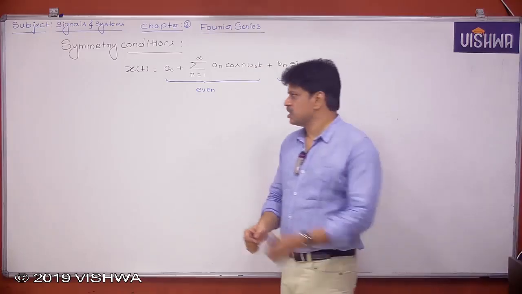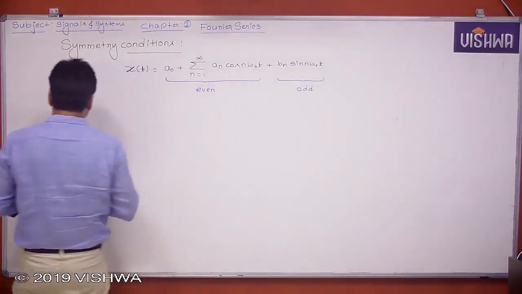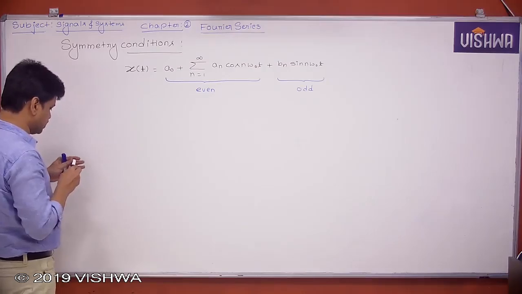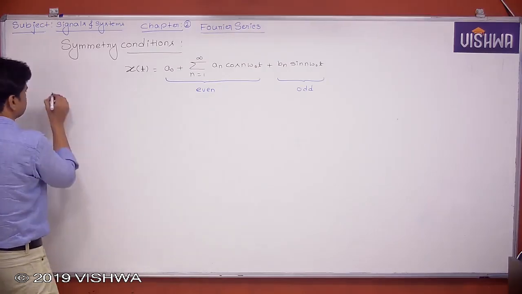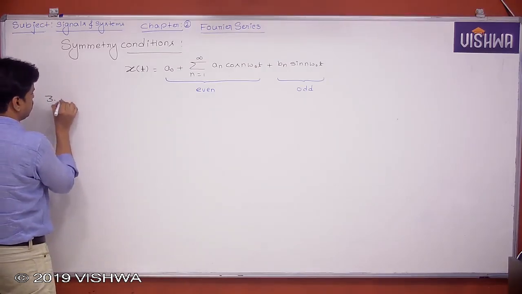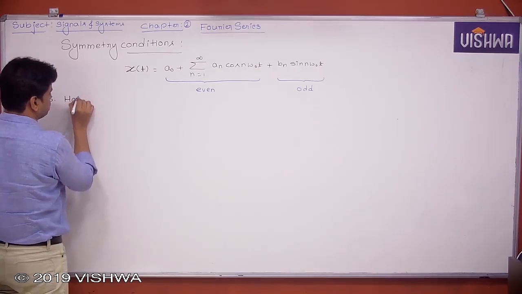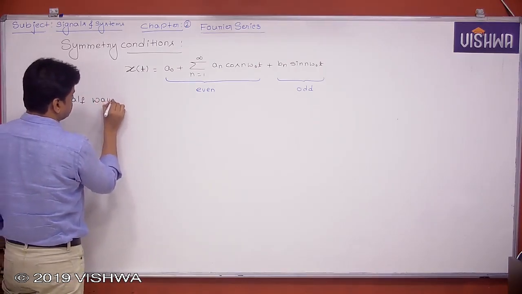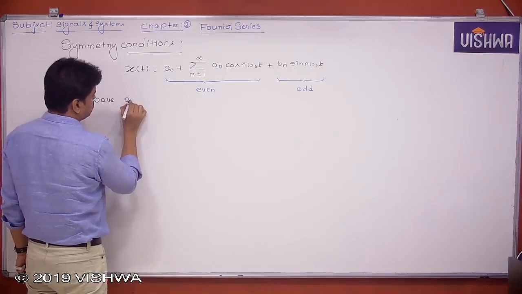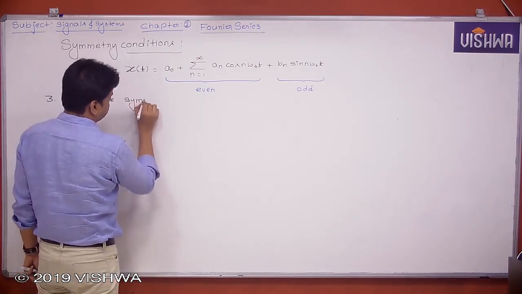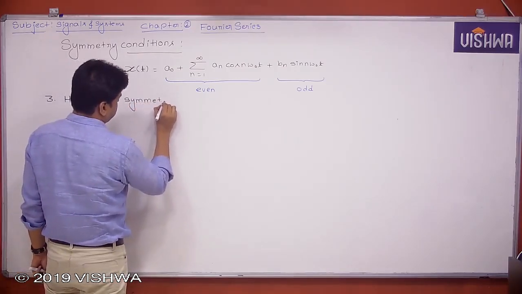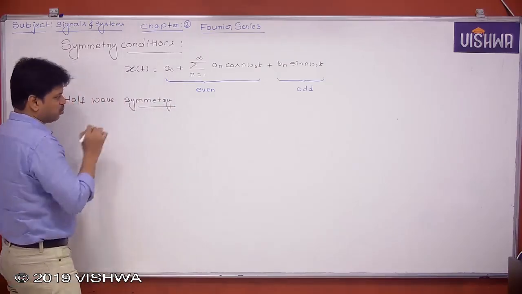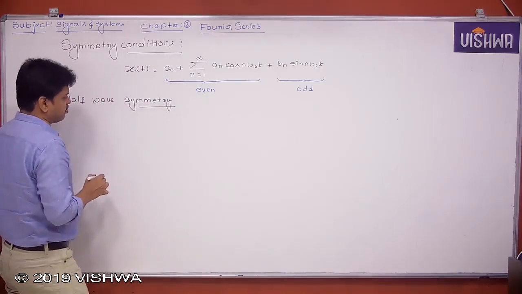Next, a very important symmetry, which is half wave symmetry. What is this half wave symmetry? Let's check it. Third one, half wave symmetry. What do you mean by half wave symmetry? Mathematically, what is the condition it has to satisfy?